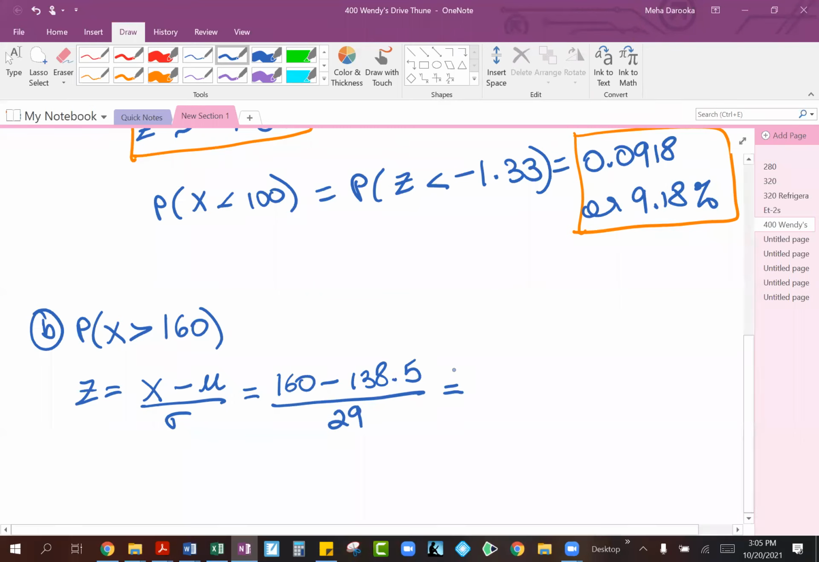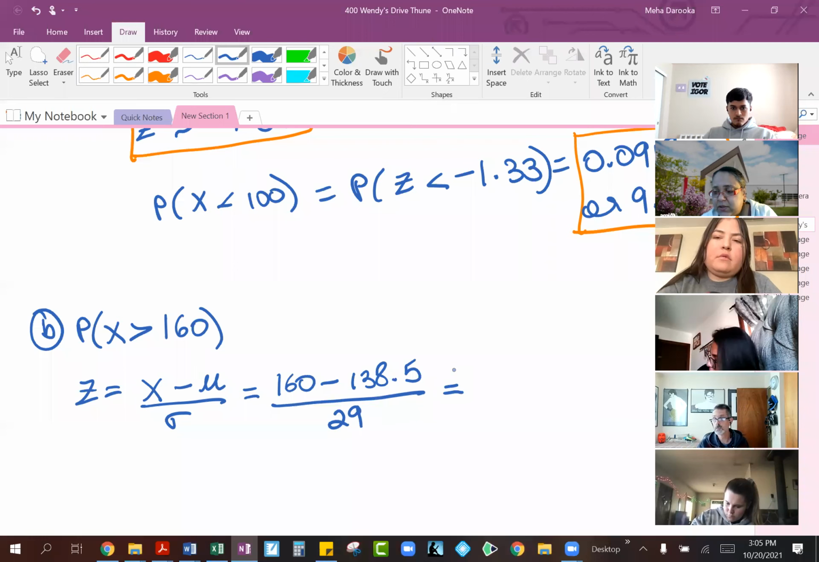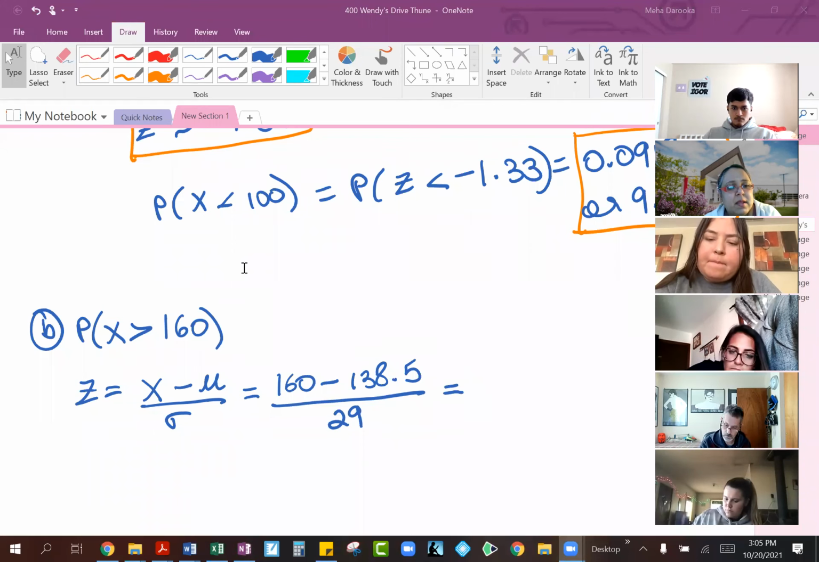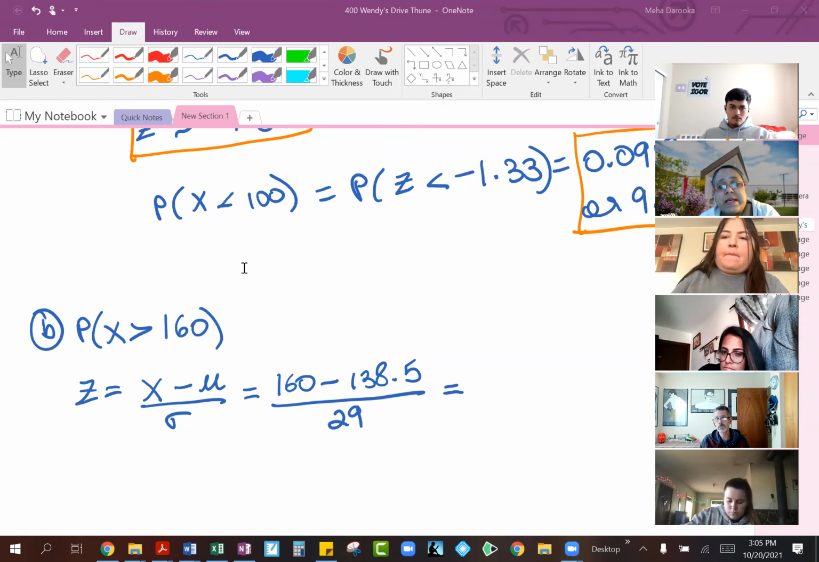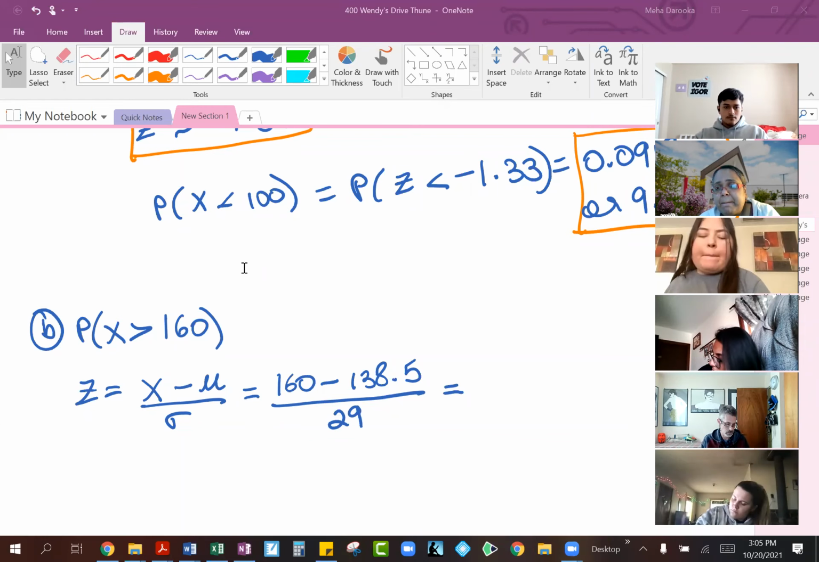Remember, if your data value is above the mean, you get a positive z-score. If your data value is below the mean, you get a negative z-score. Take a second to do your calculation, and then I'll have you share your value with me. And with z-scores, because of the way your table is set up, we always round to 2 decimal places, okay?